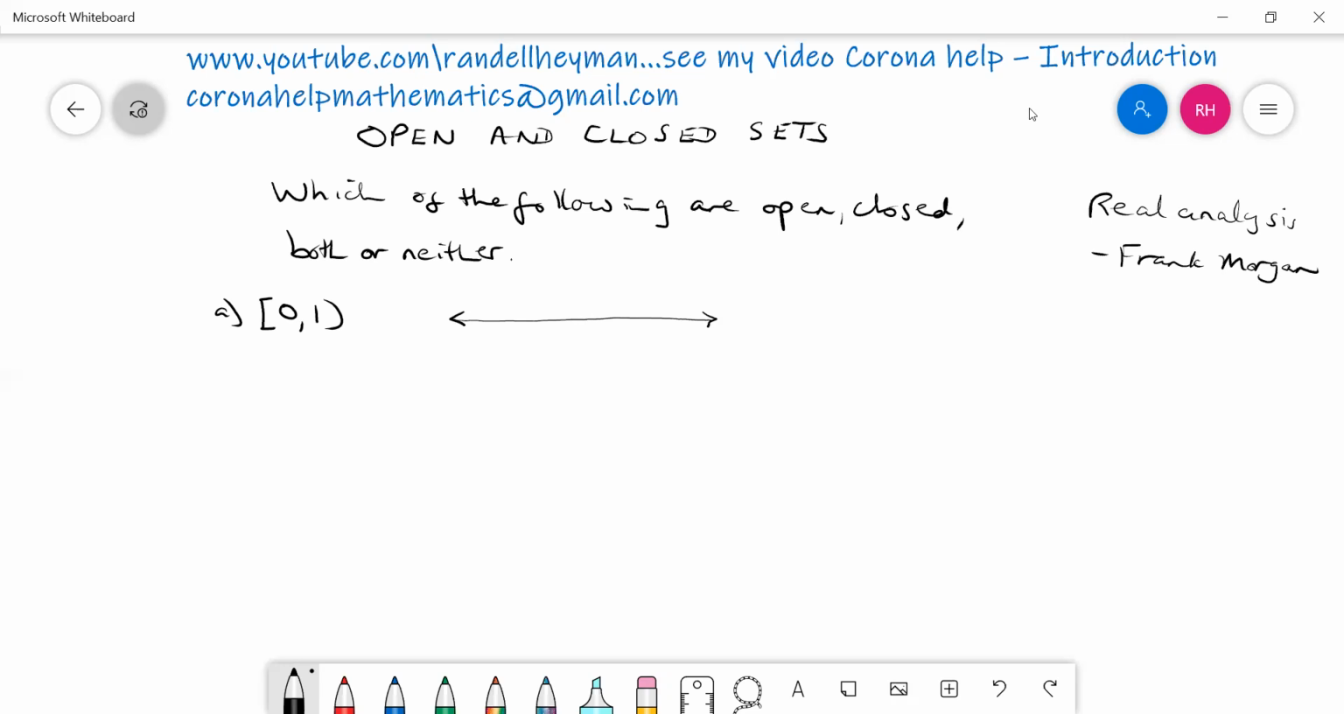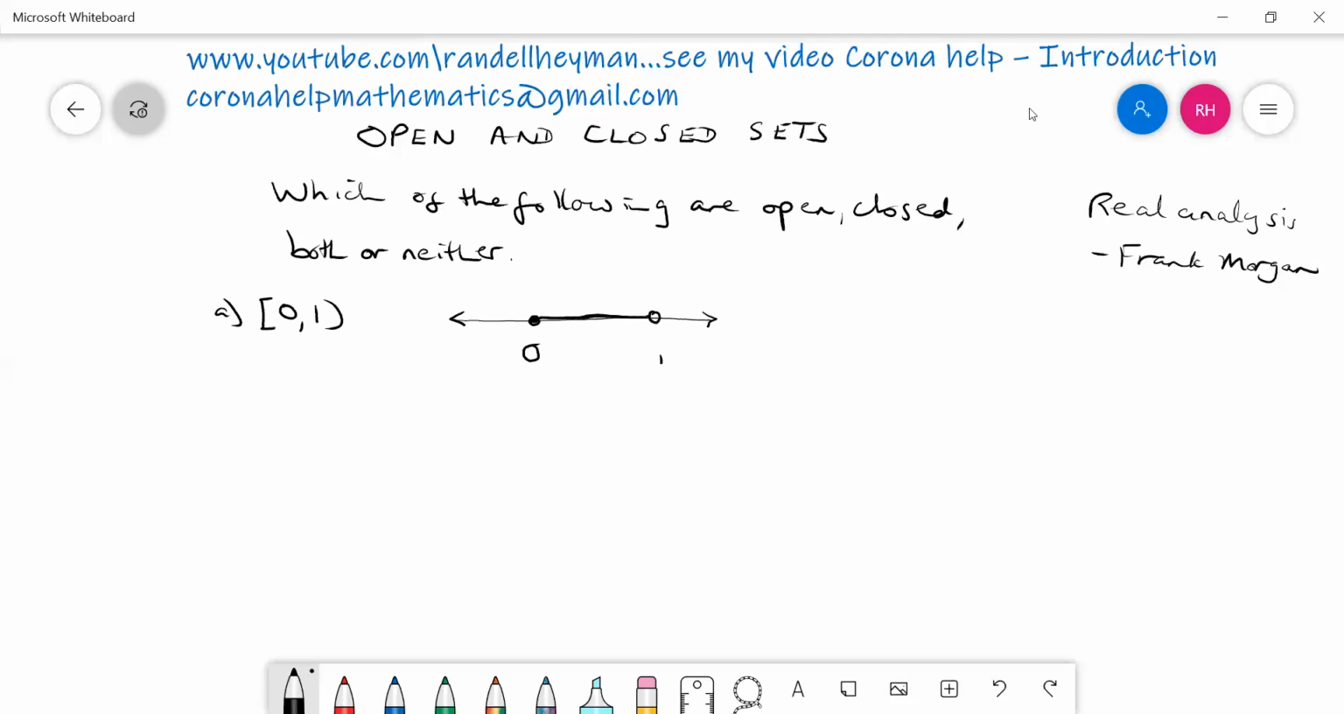We include the point 0. We go up to 1, but we don't include the point 1. So I'll draw it open like that, open circle, and it includes all of that. Should do it in another color, shouldn't I? Okay, well, is this open?